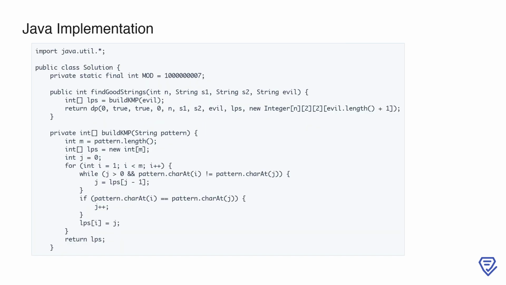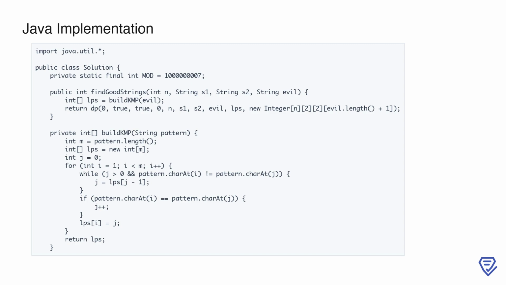To solve the problem of finding all good strings, we start by setting up the Java implementation with a class named Solution. The constant mod is defined to handle large numbers using modular arithmetic, ensuring that the results remain within manageable limits. The main function, findGoodStrings, takes the length of the strings n, two boundary strings s1 and s2, and the forbidden substring evil. The first step in the solution involves pre-processing the evil string using the KMP algorithm to build its longest prefix suffix, LPS, array.